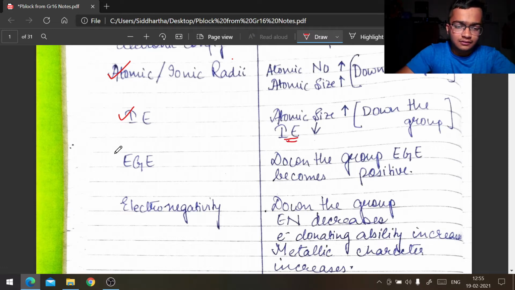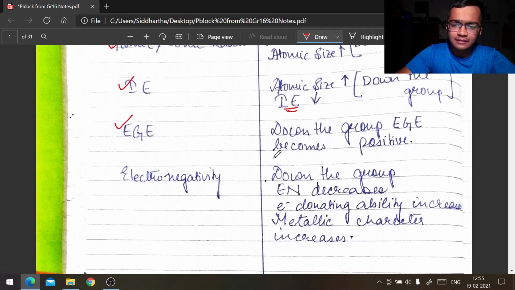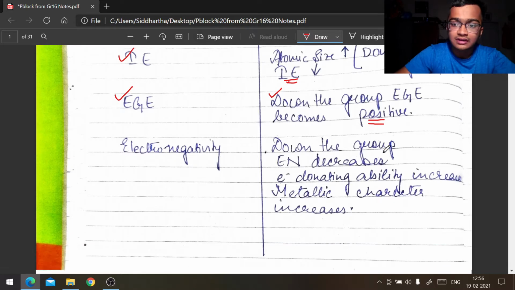Now EGE means the electron gain enthalpy. Down the group, the atomic size increases, the number of shells also increases, and the affinity of the electron towards the nucleus also decreases. So the electron gain enthalpy becomes more positive. That means you have to supply a positive amount of energy to insert an electron into the shell of the group 16 elements.